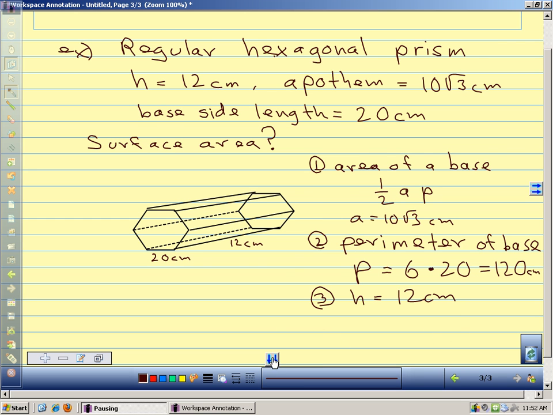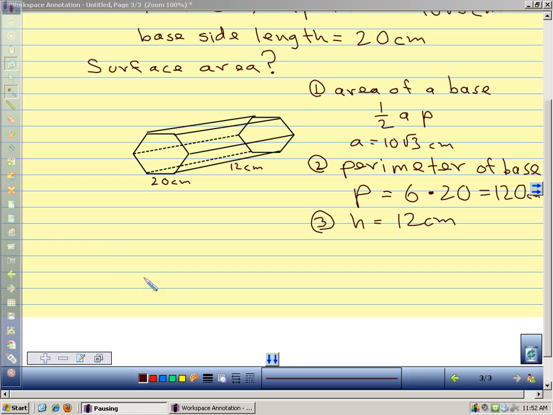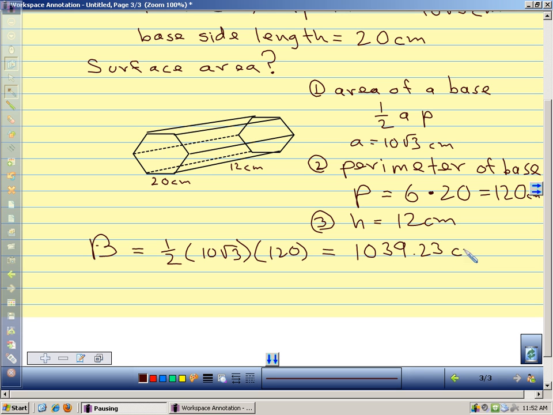So let's find the area of our base from our information. B, the area of our base, is 1/2 the apothem, 10 times the square root of 3, times the perimeter of the base, 120. If I calculate that all out, that comes out to be about 1039.23 centimeters squared. So there's one part of our formula.